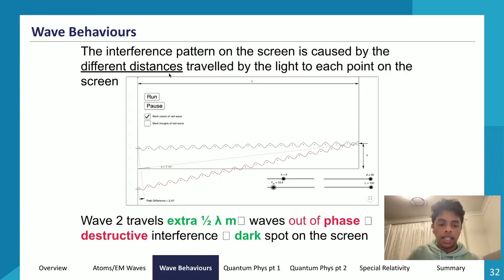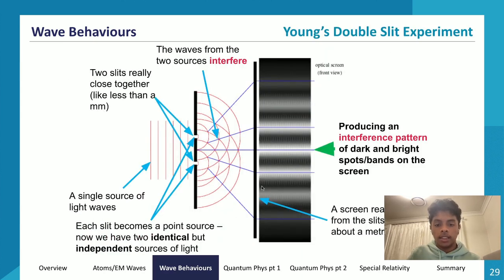The second possibility is if they travel an extra half a wavelength. So now we're looking at the spot right next to the midpoint. So let's look at this top dark spot, right? This dark spot over here. You can see over here that this point source has to travel less distance than the second point source, right? So they're still traveling different distances, but now we get a dark spot instead of a white spot.